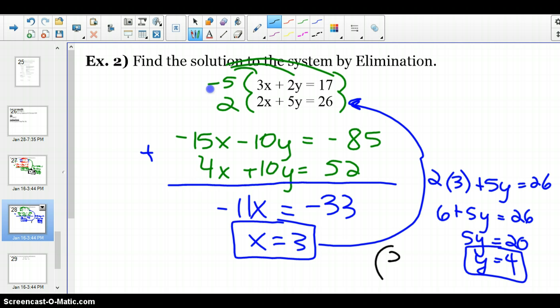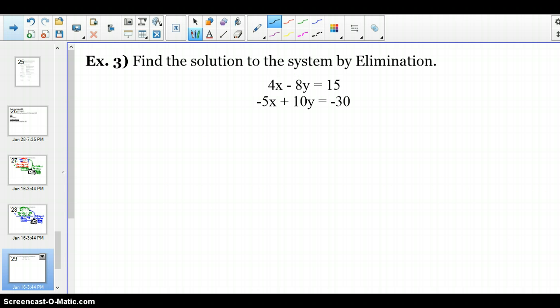All right, so your solution is (3, 4). Again, I always say this, but make sure that if you're on a test or quiz that you check your answer so that you're not missing any points. Okay, here's another one just like it.